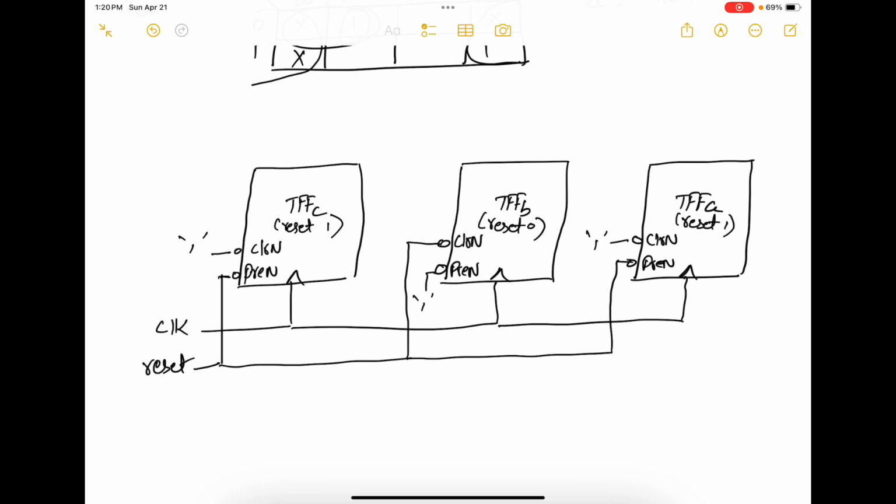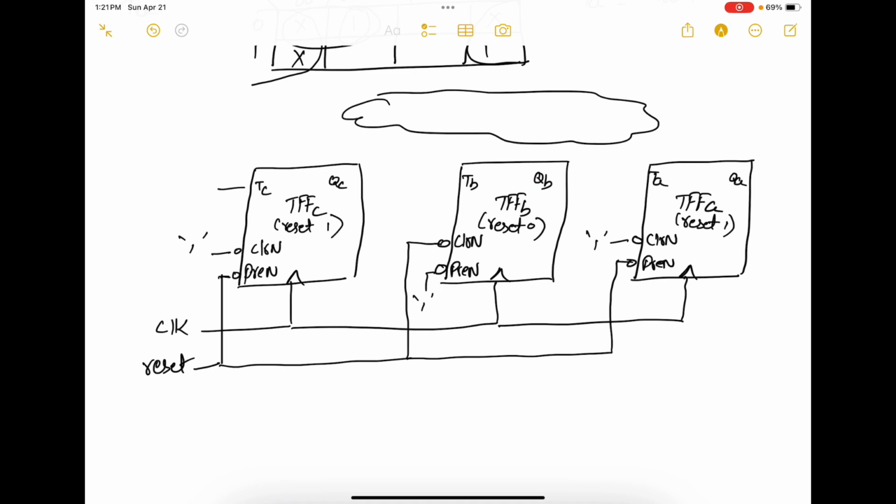Now each of them has a T input, TC, TB, and TA. And this is QA, QB, QC. And then you can construct the combinational logic for TC, TB, and TA. So this is combinational logic. So this is the design using T flip-flops.